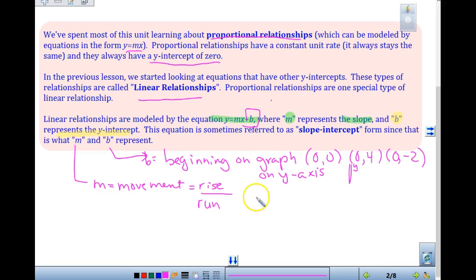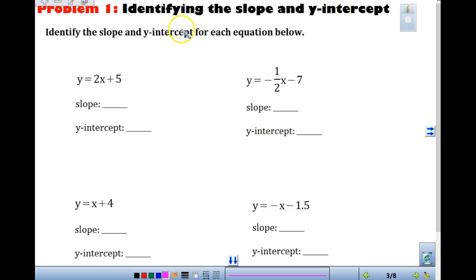I'm looking for the counting rise over run. You don't even have to use the formula that we've already learned, okay? So, we're going to identify this. It says identify the slope and y-intercept. So, in your equation, please write this down first.